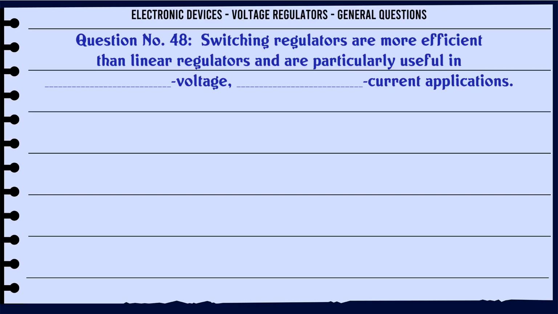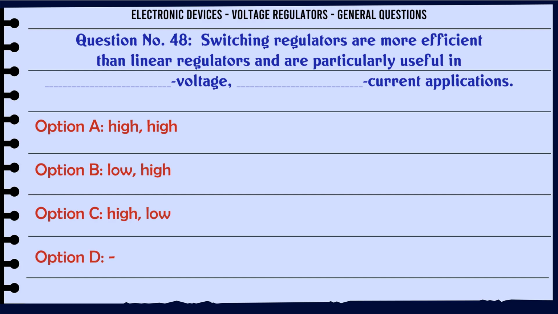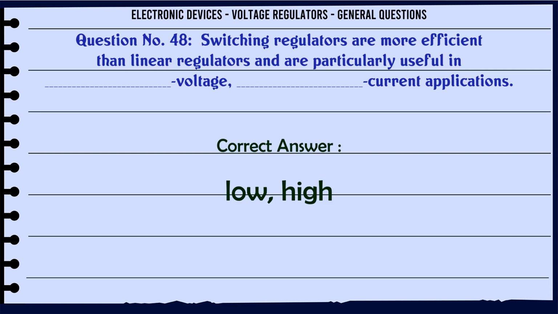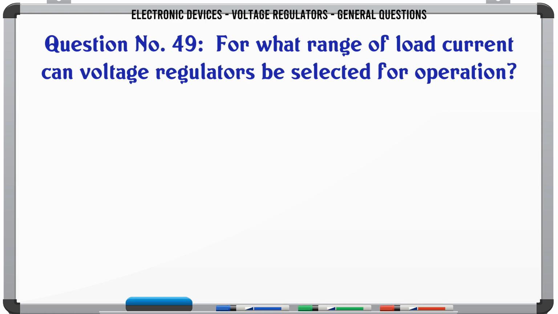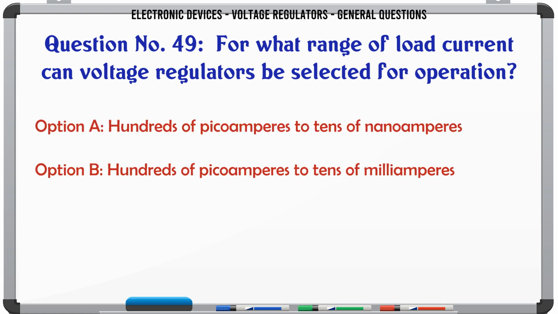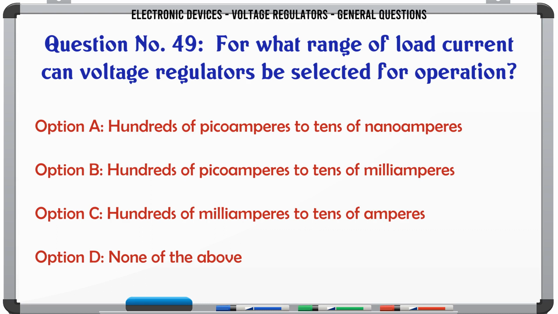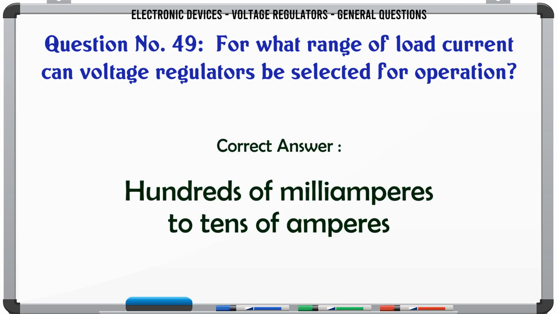Switching regulators are more efficient than linear regulators and are particularly useful in voltage current applications. A. High-high, B. Low-high, C. High-low, D. The correct answer is low-high. For what range of load current can voltage regulators be selected for operation? A. Hundreds of picoamperes to tens of nanoamperes, B. Hundreds of picoamperes to tens of milliamperes, C. Hundreds of milliamperes to tens of amperes, D. None of the above. The correct answer is hundreds of milliamperes to tens of amperes.